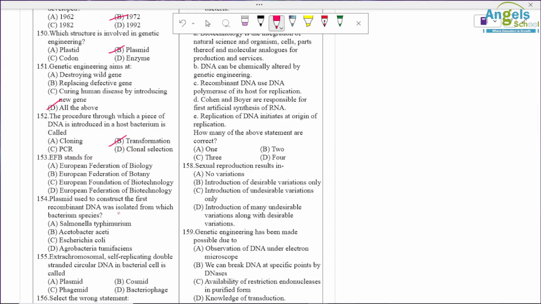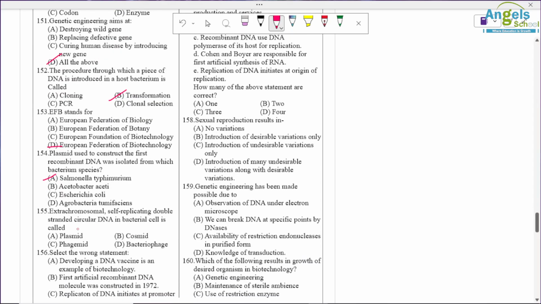EFB stands for European Federation of Biotechnology. The plasmid used to construct the first recombinant DNA was isolated from which bacterium species? The first recombinant DNA was constructed from Salmonella typhimurium. An extrachromosomal self-replicating double-stranded circular DNA in a bacterial cell is called a plasmid.